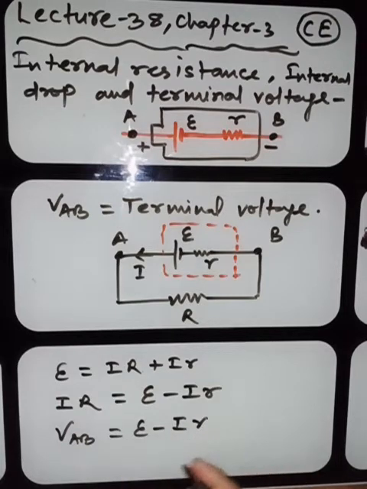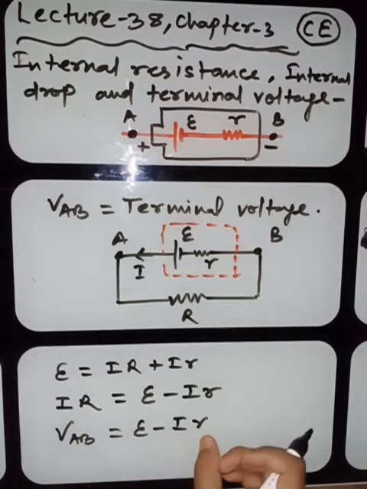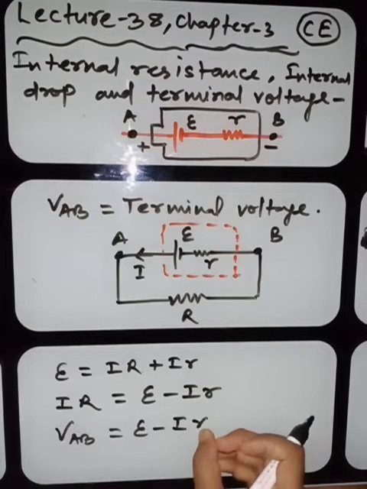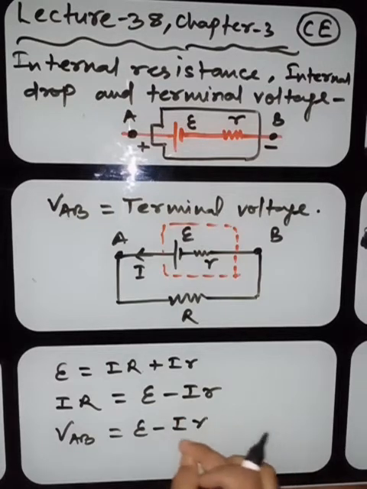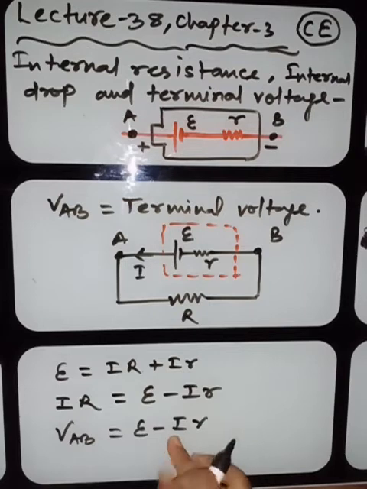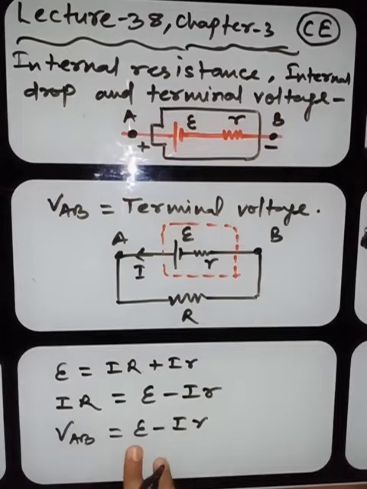Now you can see from this equation easily that the potential difference, that is the terminal voltage, is a little bit less. How much less depends totally on the internal resistance. If the internal resistance is very small, negligible, then Ir will be 0, and due to this 0, VAB equals E. Even when current is not flowing in the circuit, VAB will be equal to E, as we have discussed earlier.